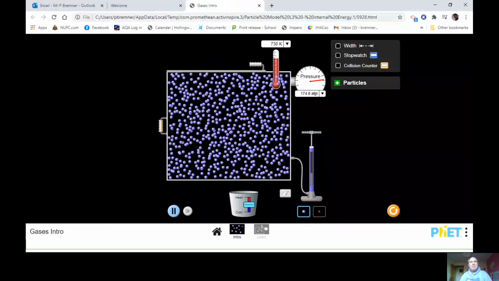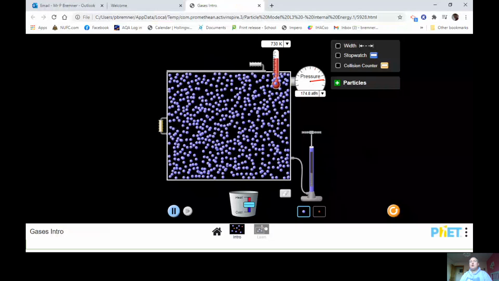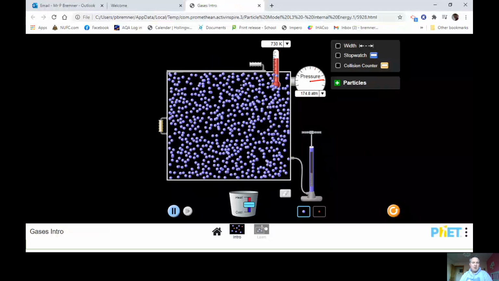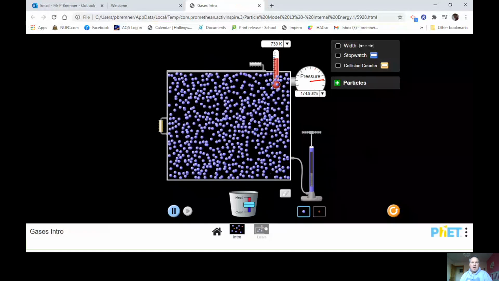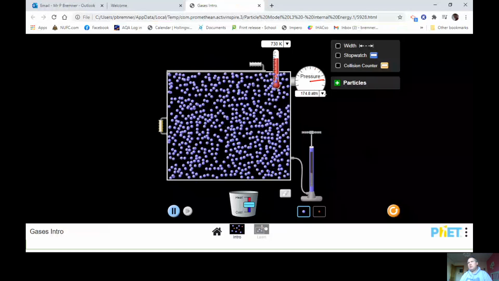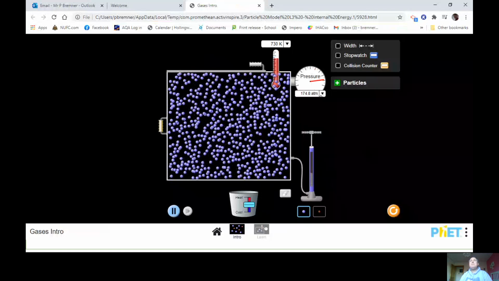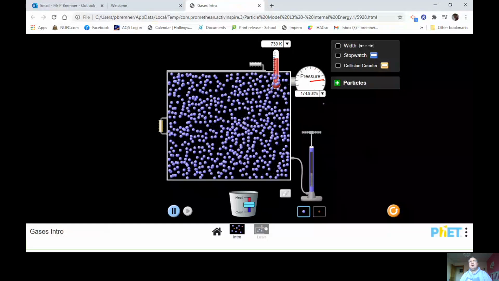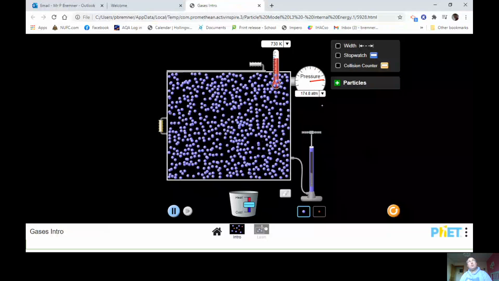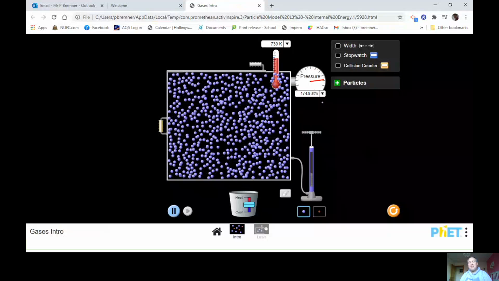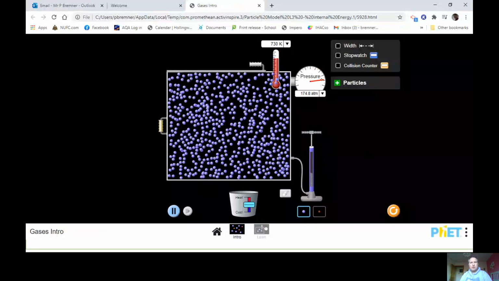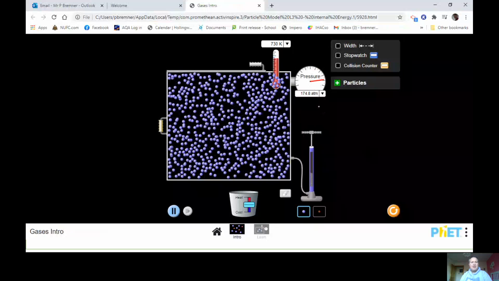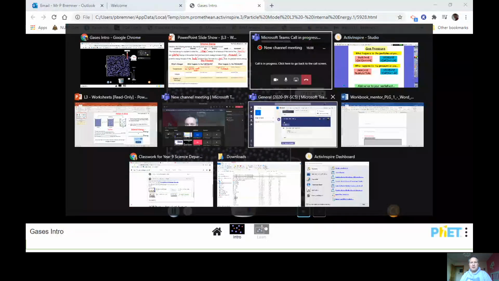So you can see each time I make a change, you're going to have to write down what happens to the particles and what happens to the pressure. I'm going to make all the changes now, and you need to add your notes to your worksheet. By the end of the lesson, all the boxes should be filled in. Let's look at the next change we're going to make.